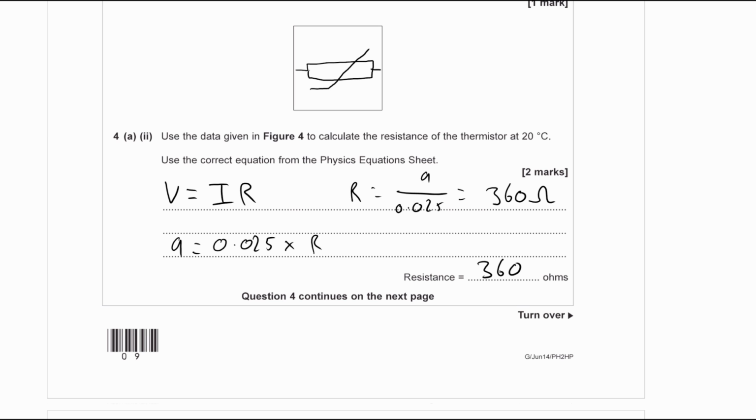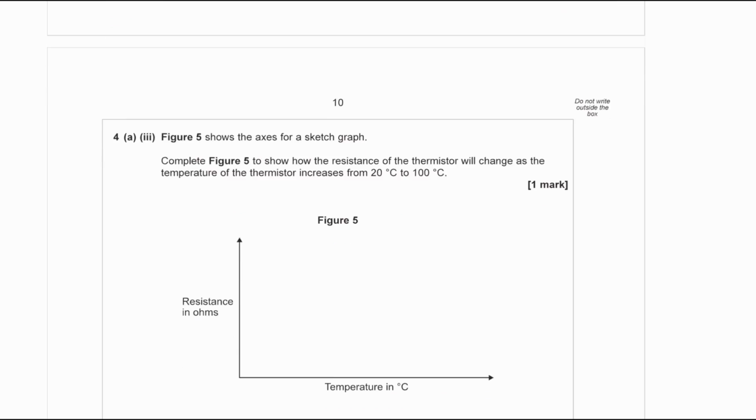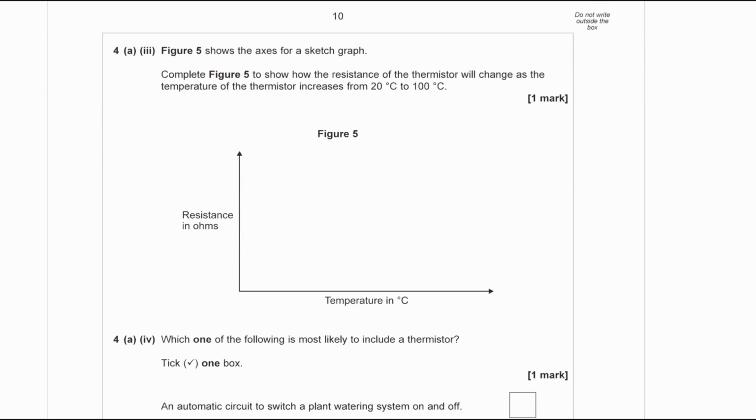Okay, next page. In part 3, we're told that figure 5 shows the axis for a sketch graph. Complete figure 5 to show how the resistance of the thermistor will change as the temperature of the thermistor increases from 20 to 100 degrees Celsius. Now this is a sketch, this is worth 1 mark. We don't have any values on the Y and the X axis, so we just need to draw the shape of the graph. We don't need to put any values in.